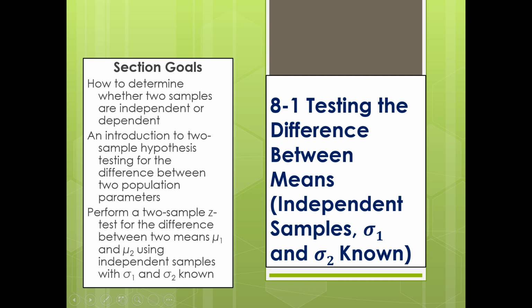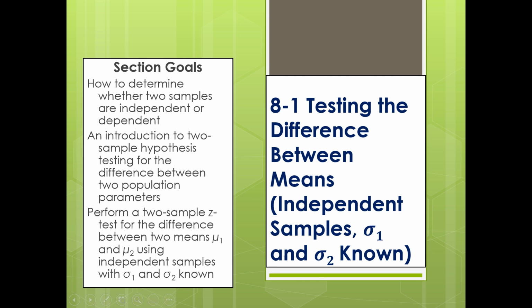Hello, today we're going to do 8.1, which is testing the difference between means. What we're dealing with today is something called independent samples, and we're dealing with situations where we know our sigma and our sigma from another sample. So we're going to have two separate samples, and we're going to know our sigmas from both of our populations.